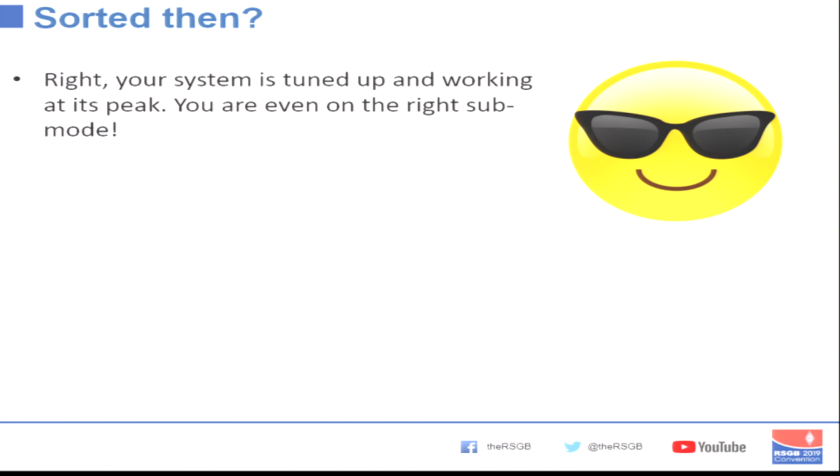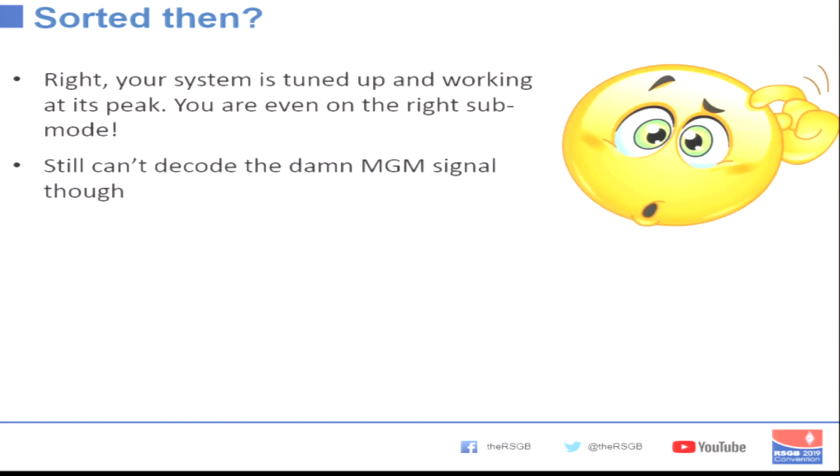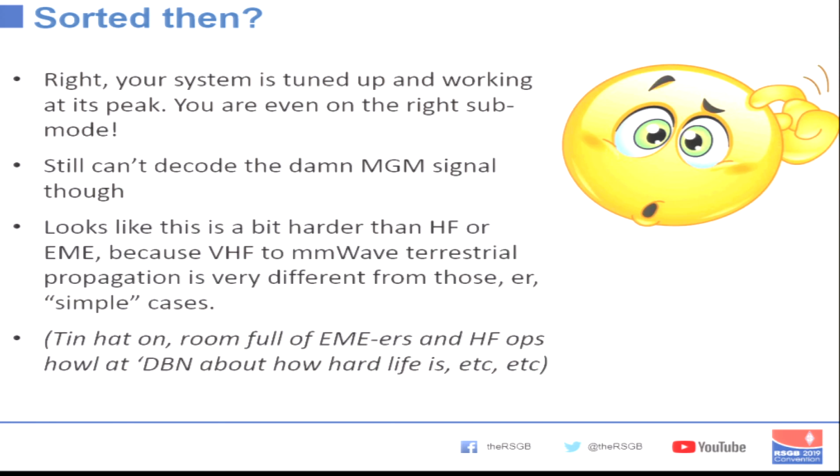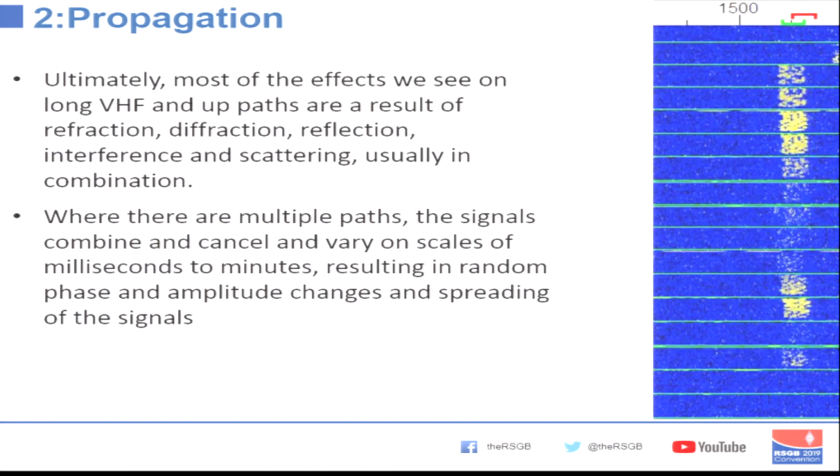So, everything's looking great. We've done all the simple stuff. We're doing brilliantly. Can't decode the damn signal, though, so there's something else going on. So, is that because actually tropo, VHF and UHF and SHF DXing is harder than EME? Yes. There's a lot more atmosphere to go through when you're trying to do extreme range terrestrial than there is when you're trying to get to the moon. Unless you're trying to do sub-horizon on 10 gig to ZL, of course.